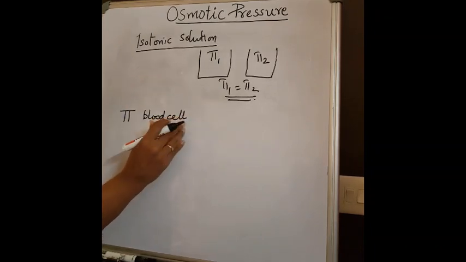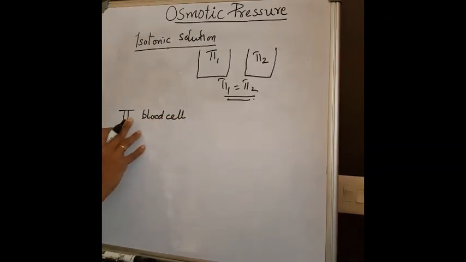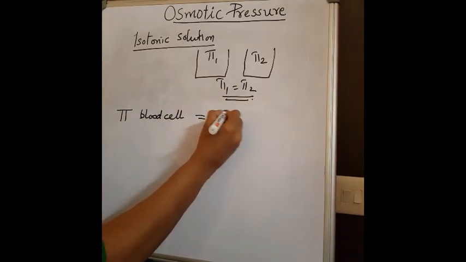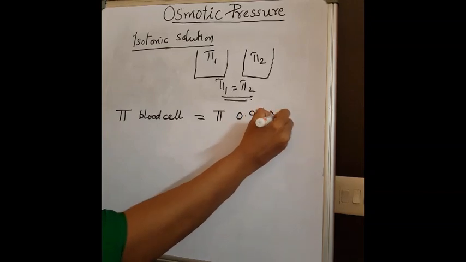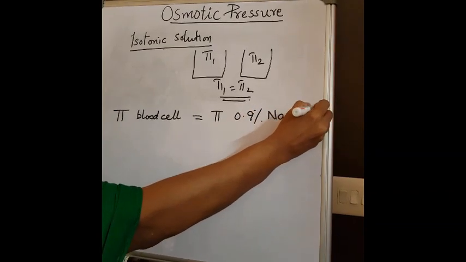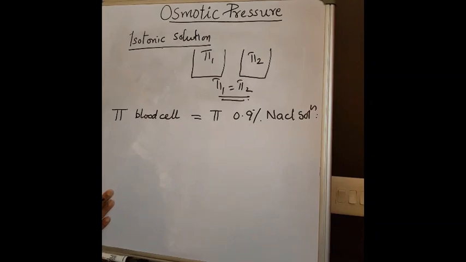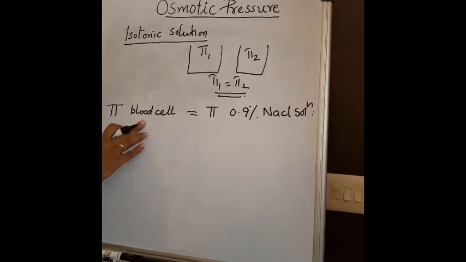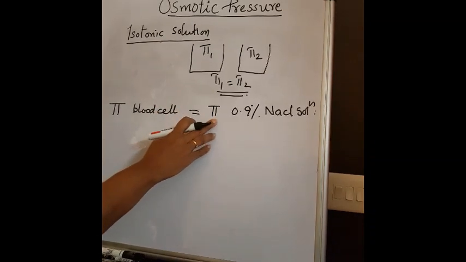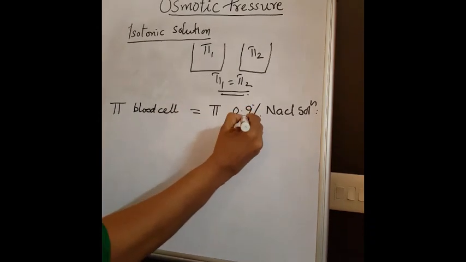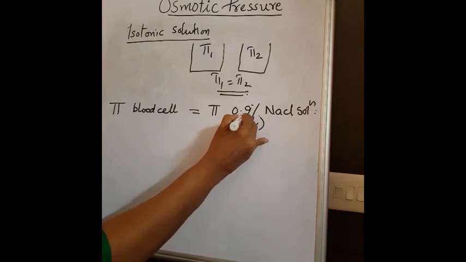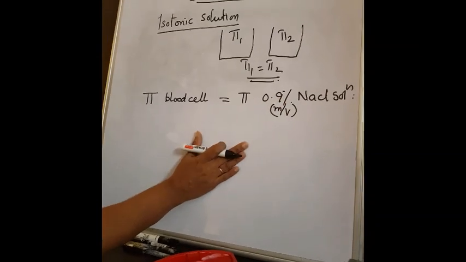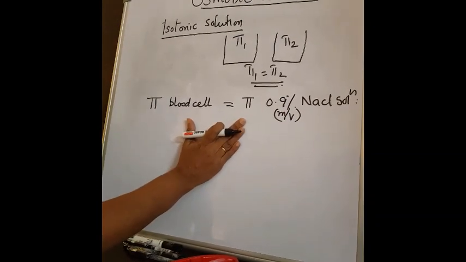In biology you will study this, right? The osmotic pressure of our blood cell is equal to the osmotic pressure of 0.9% NaCl solution, or saline water. Just recall it. The 0.9% must be mass by volume, you know, that is how we represent the concentration. 0.9% NaCl solution, which means what?